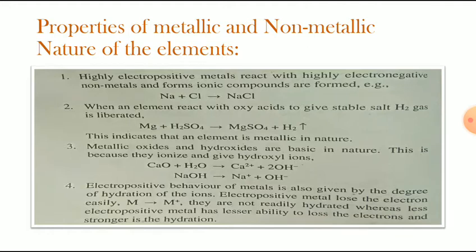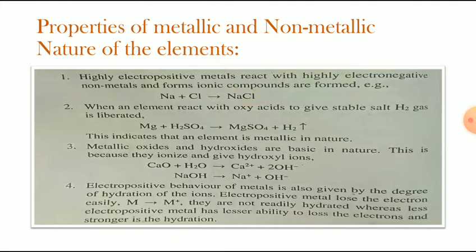Highly electropositive metals react with highly electronegative non-metals and ionic compounds are formed. See the example. Na plus Cl gives NaCl. That means the highly electropositive metal, sodium, reacts with the highly electronegative chlorine. Sodium is electropositive and chlorine is electronegative. When both react with each other, an ionic compound, sodium chloride, is formed.